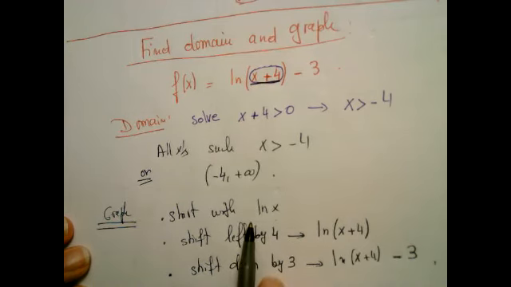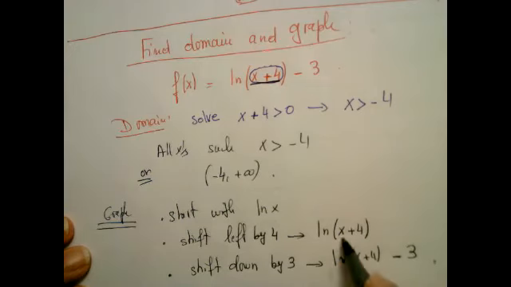So we start with ln. Then I have to shift left by 4, which gives me this function. And then shift down by 3, which will give me that. Now I just have to graph it very, very carefully.